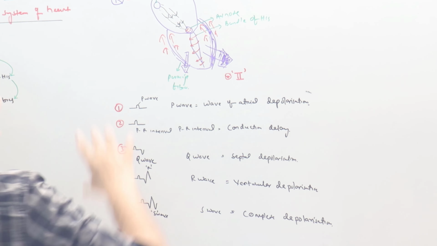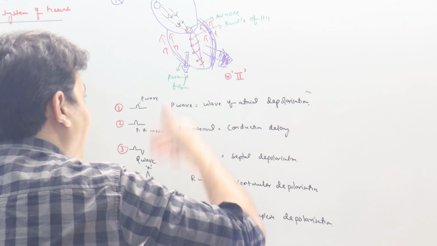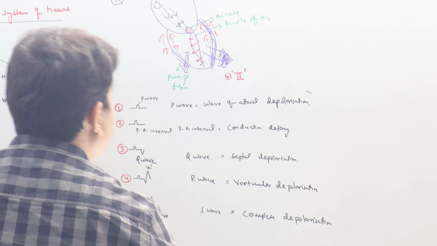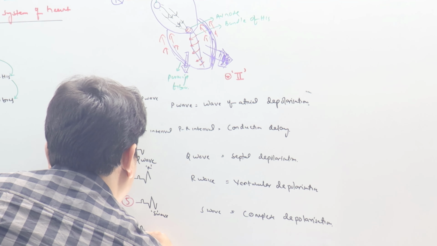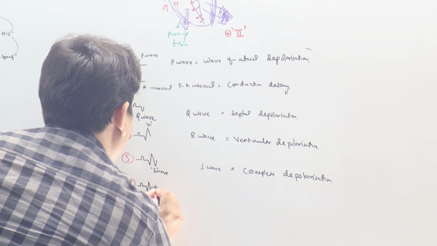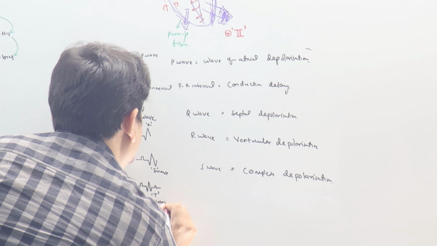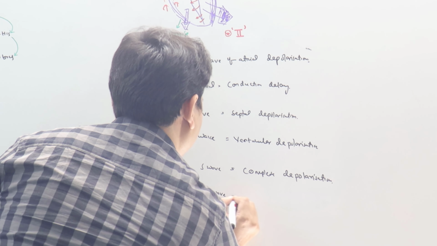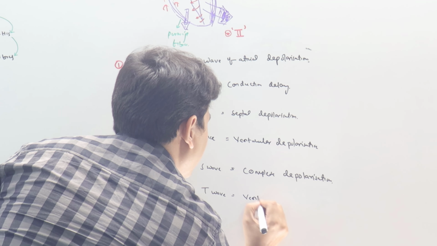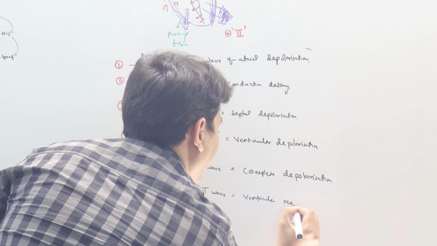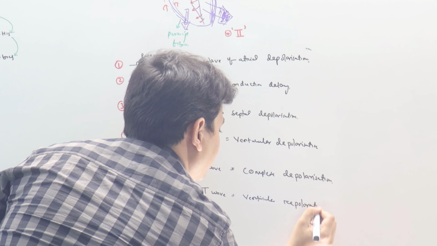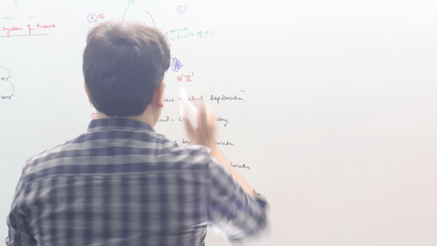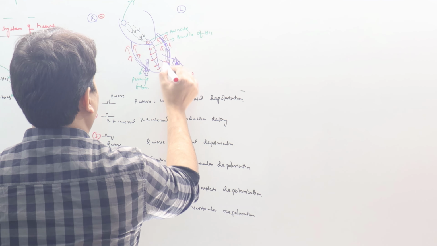Now number 6. Now is the time when the ventricle is depolarized, it has to be repolarized for the next cardiac cycle to start. So that is called the T wave. P, Q, R, S, and then a T wave. So the T wave is the ventricular repolarization.